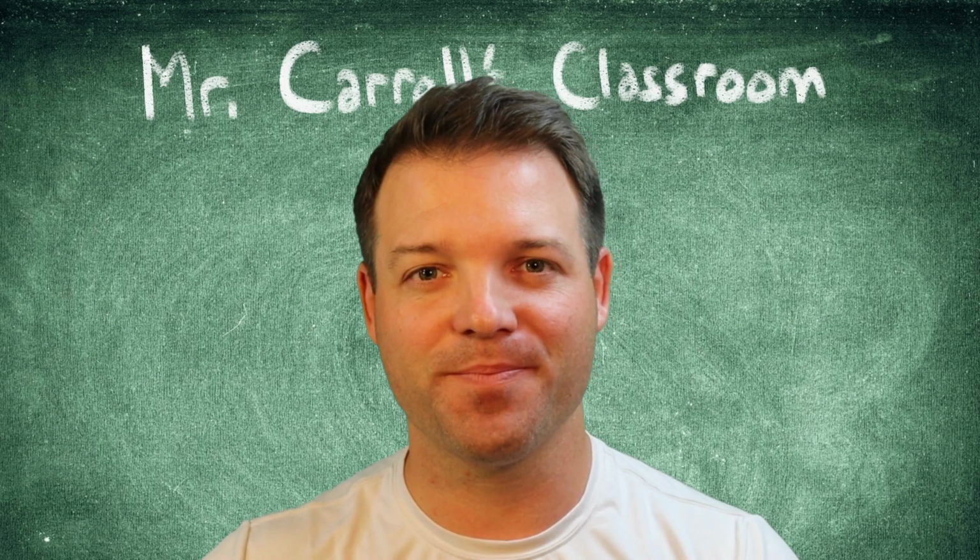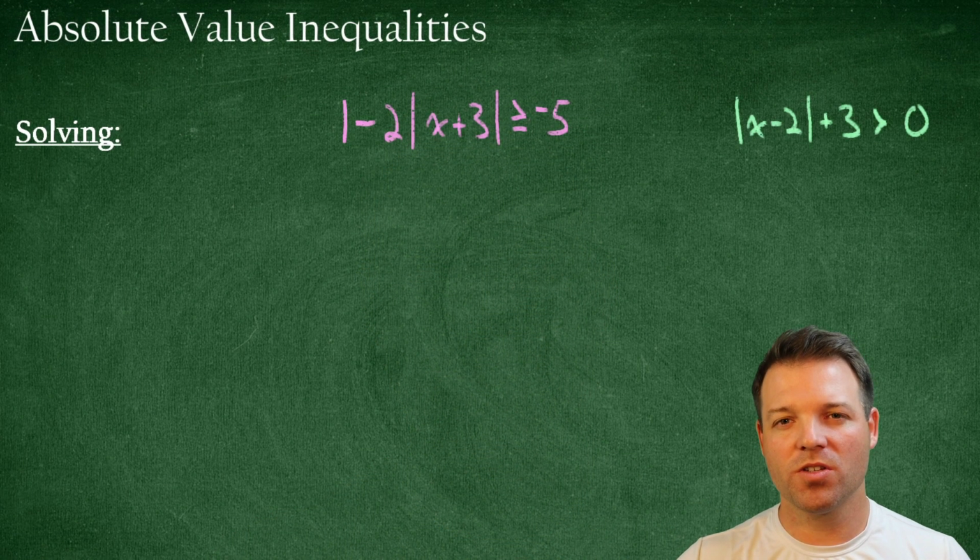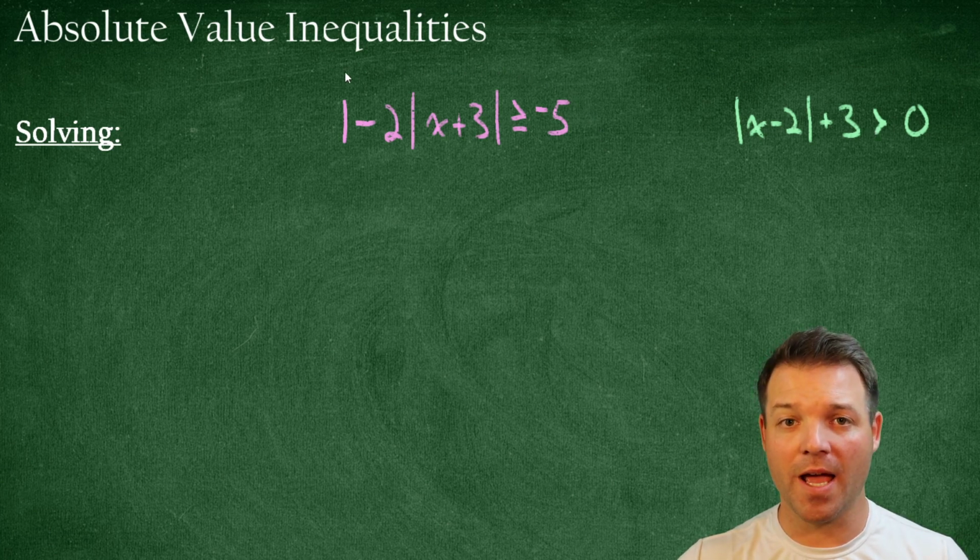So let's get started. On my screen I have a representation of two different absolute value inequalities. The first one in pink has a greater than or equal sign, and the next one in green has a greater than sign, and they both have an absolute value inside of them.